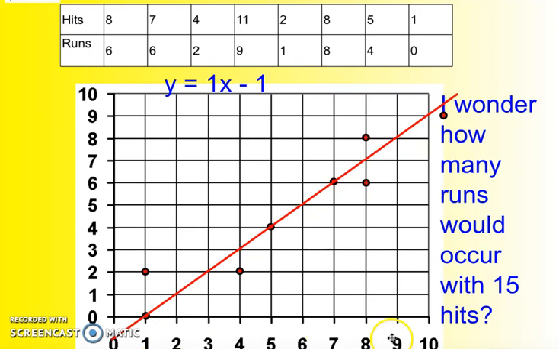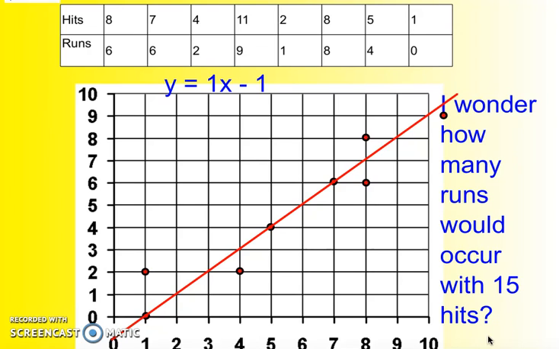So if these are hits on the bottom, notice it only goes up to 10. So we're going to make a prediction. What do you think would happen at 15? Could we figure out approximately, because scatterplots, they don't go in a perfect straight line, and so we can't say for sure, but can we predict about how many runs?